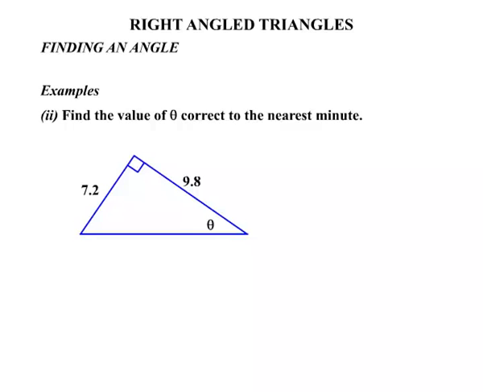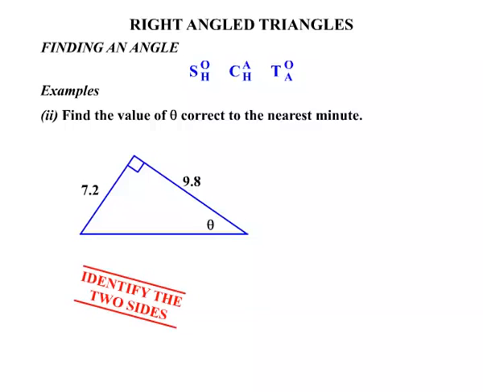Question 2, find the value of theta, this time correct to the nearest minute. Okay, some old hags can't always hide their old age. Identify the two sides. Well, there's our angle. So opposite, and that one, the adjacent. So we're going to be using tan. So we're trying to find theta. We write tan theta equals opposite over adjacent, so 7.2 over the 9.8. And again, we're trying to find theta, so we need to press the inverse tan. So again, it might be the shift tan on your calculator.